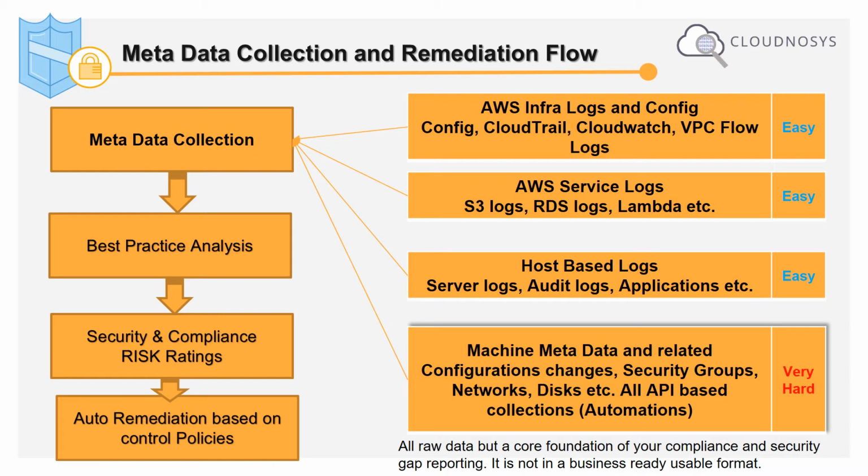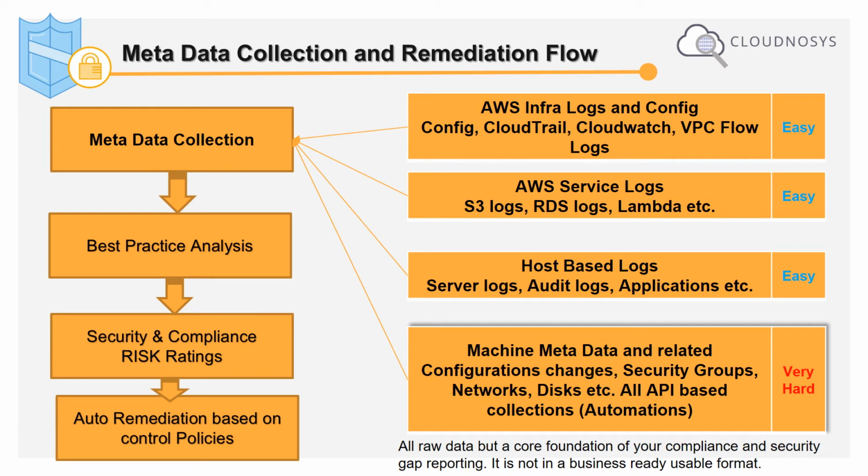So first of all, what's easy? What's easy is that you can turn on, just by a click, Config, CloudTrail, CloudWatch, VPC flow logs. Very easily, the second box, you can turn on AWS services logs, like S3 logs, RDS logs, and so on. That's just a click of a button and you're done. The third one is also fairly easy, maybe a little more work, because you have custom applications running on your EC2 instances generating server logs and audit logs and so on, and you have to push those out into an S3 bucket, or somewhere that you can pull them in and make some sense out of them.